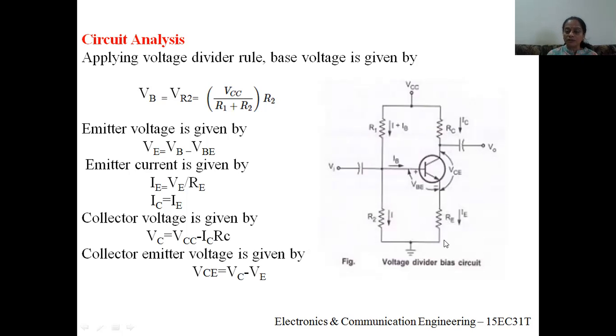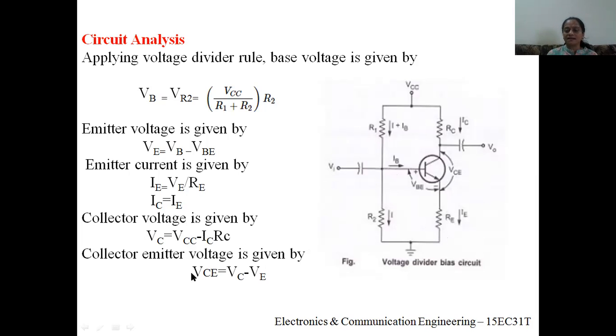Then the current flowing through the emitter, you have studied Ohm's law, I equal to V by R. So the emitter current flows through RE. So IE equal to VE by RE. And always in a transistor, the collector current is almost equal to IE. Then the collector voltage VC, which is taken across the resistor RC, in the collector circuit is given by VCC minus IC into RC. The collector-emitter voltage VCE, which also plays a very important role, is given by VC minus VE.